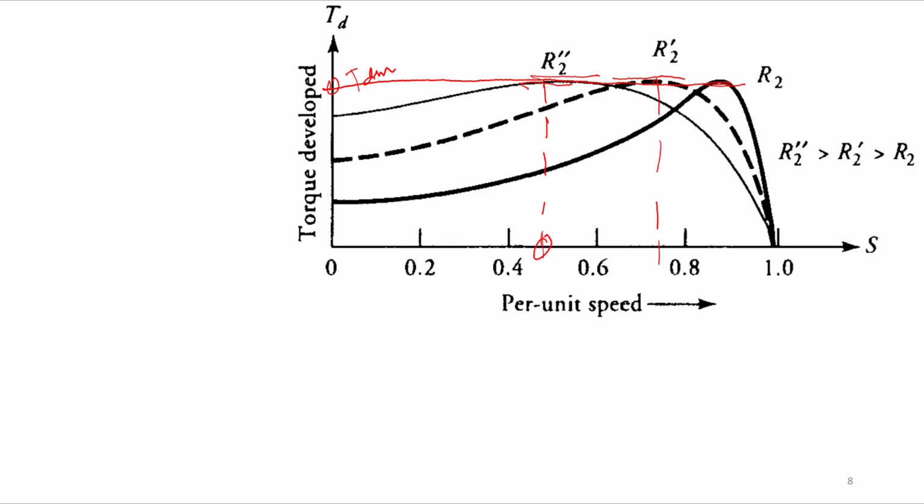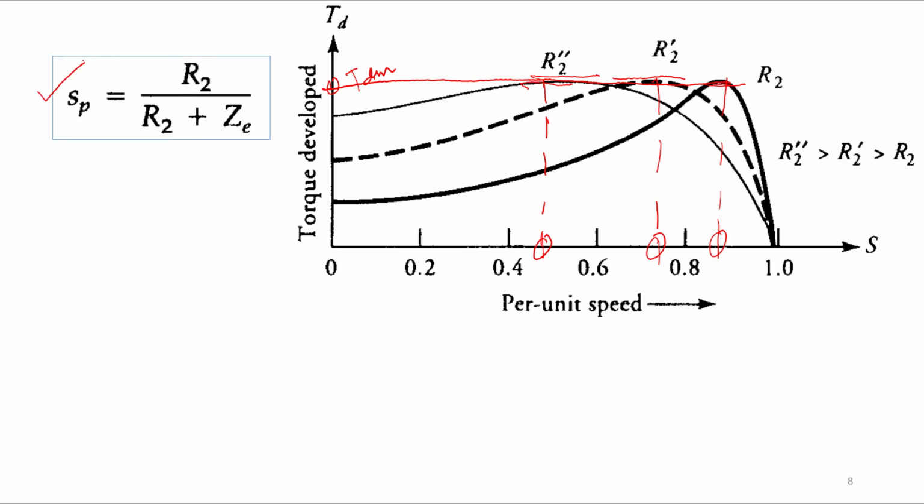Sometimes here 0.5 per unit, 0.75 per unit, 0.85 per unit, like this we get. But the magnitude of the maximum torque remains the same. If we change the rotor resistance, we get a different speed at which the maximum torque occurs, but the magnitude of the maximum torque remains the same, right?